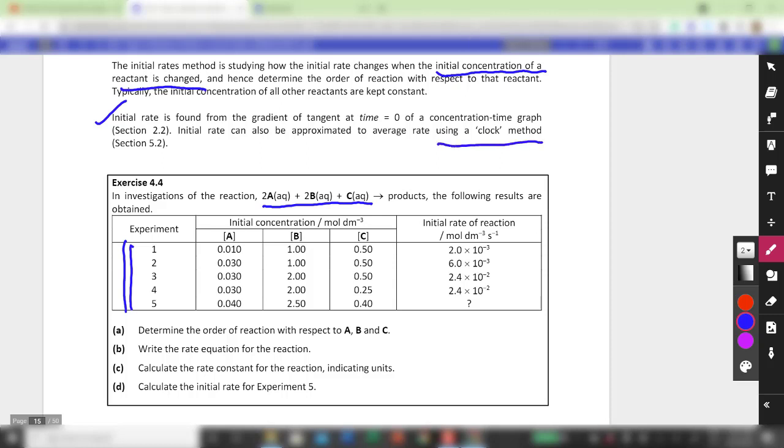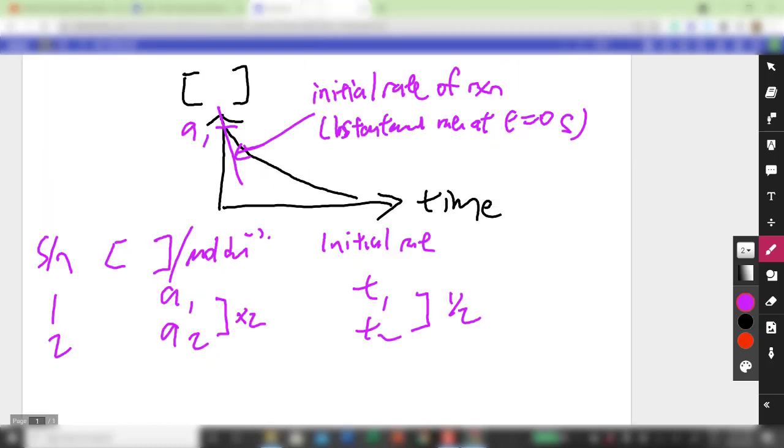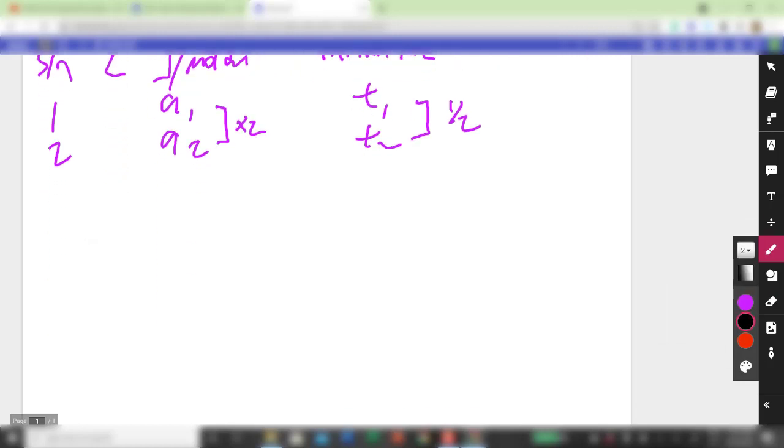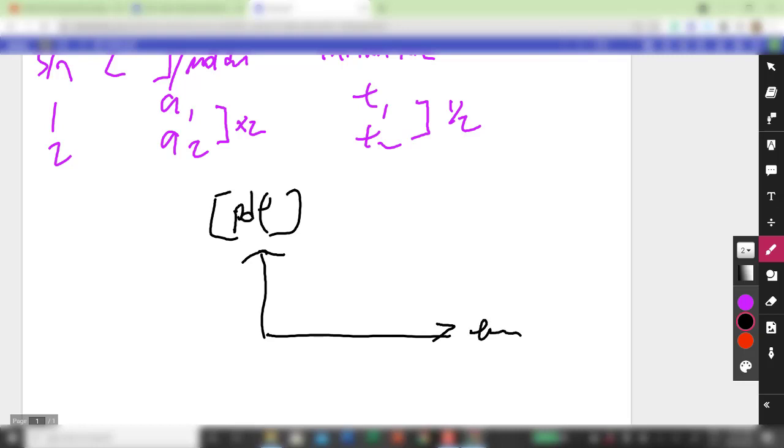However, there's a slight drawback to the clock method. The clock method doesn't really measure initial rates. It measures what we call an average rate. If I'm going to use the same example as over here, I'm going to redraw the graph for you. In this case, I'm going to use product against time, where the amount of product is produced over a certain period of time.